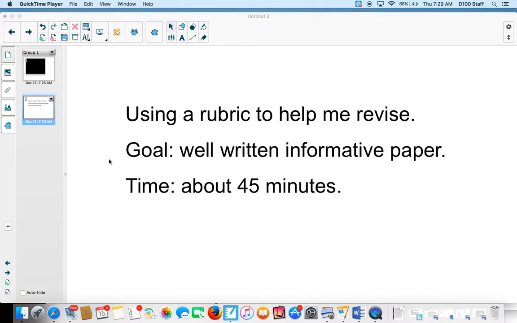Okay, writers, today we're going to use a rubric to help you revise. Remember, vise means to see, re means again. So we're going to look at our papers again. Our goal is to have a well-written, informative paper. So when you revise, this could take some time. It might take you 45 minutes.